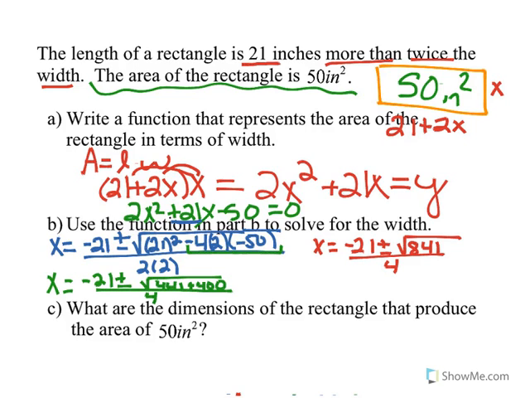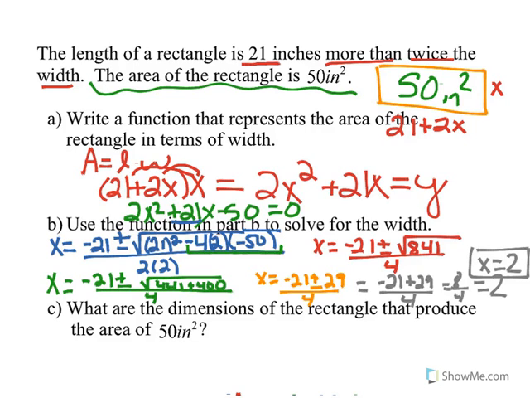Now, the square root of 841, if we put that in our calculator, is 29. That is actually a perfect square. That works out just lovely. So we have x is equal to negative 21 plus or minus 29 all over 4. So if I were to continue simplifying, negative 21 plus 29 all over 4. So negative 21 plus 29 is 8. 8 over 4 is 2. That means one of our values is x could equal 2.